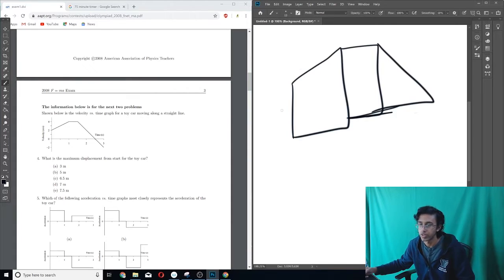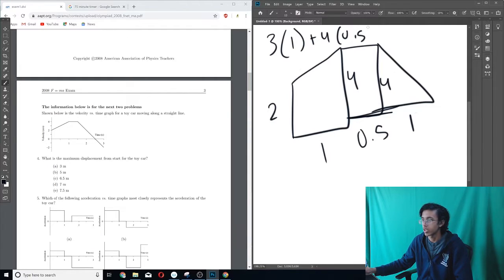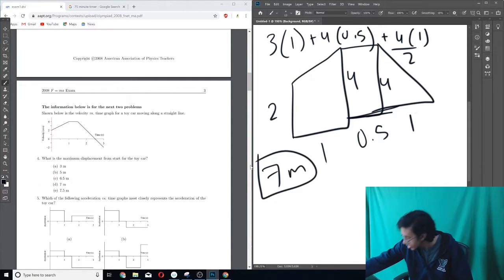Okay, so we have a 2, and then this goes to 4, and then 4, and then this length over here is 1. The width of this is 0.5, and the width of this is 1. Then we just find the area, which shouldn't be too hard. It's 3 for the trapezoid times 1 for the trapezoid, plus 4 times 0.5 for the rectangle, plus 4 times 1 over 2 for the triangle. This is just equal to, let's do it in our calculator, 7. So our displacement would be 7 meters. The answer is D. Let's go.